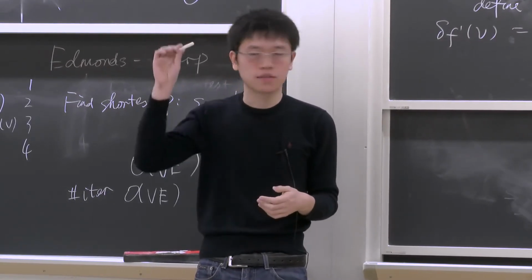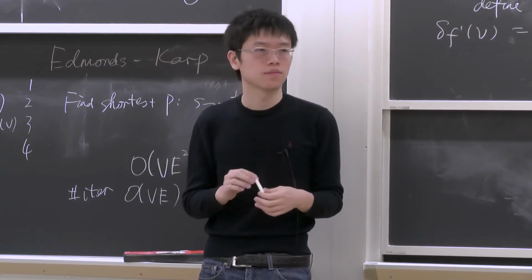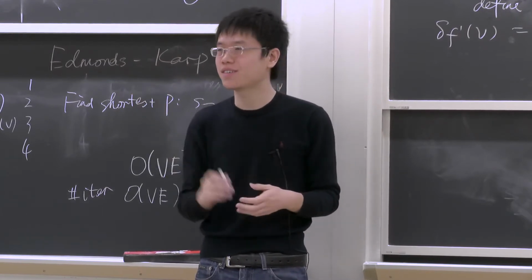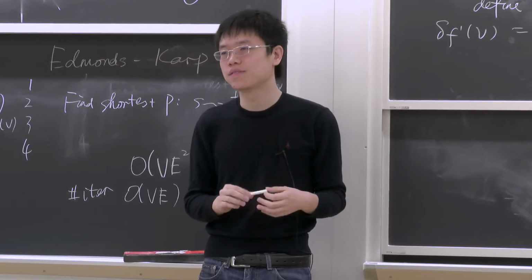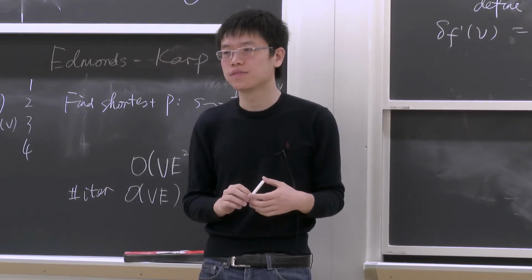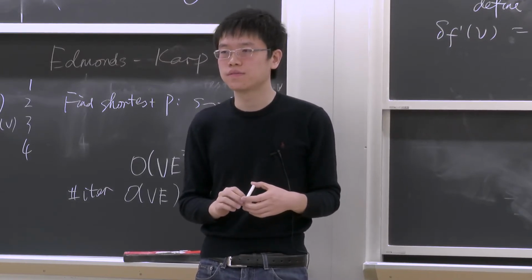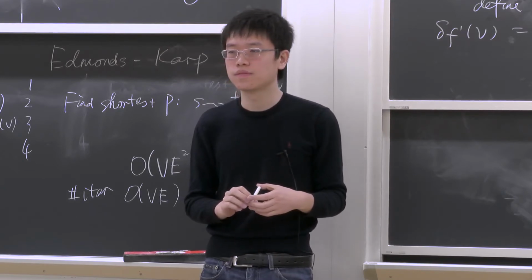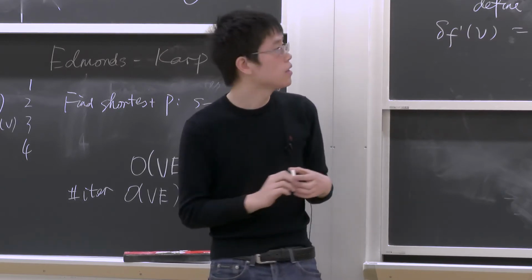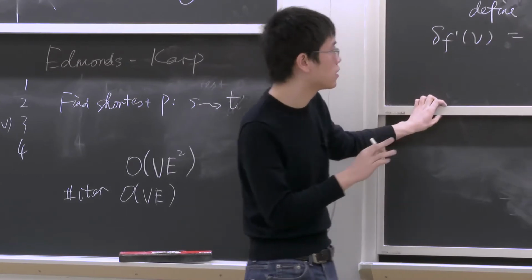How many people get it? Okay, only 2. That's not good. I'm confused about how V can be the one with the smallest delta f if we have a predecessor with a smaller delta f.